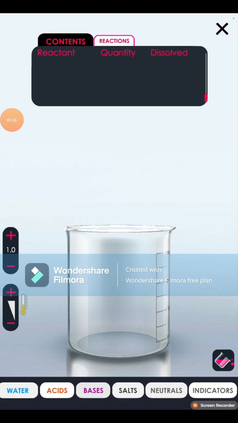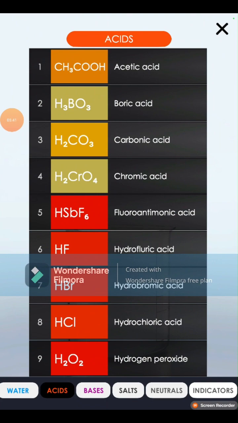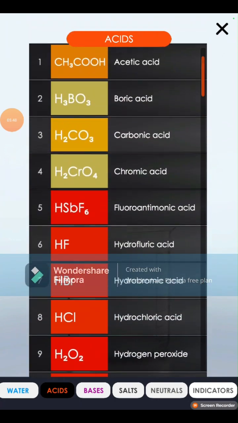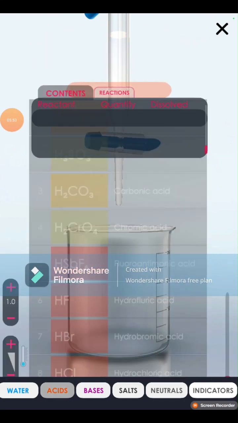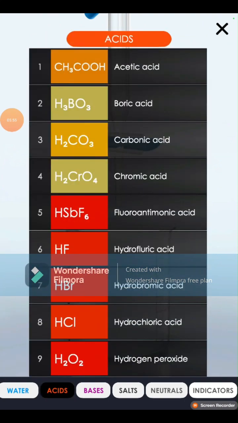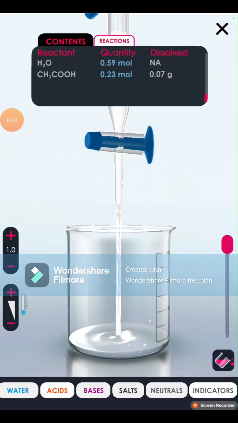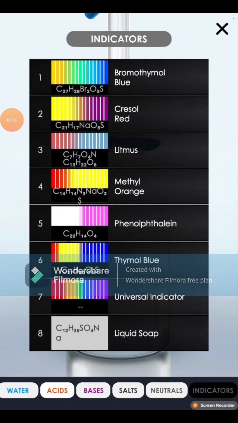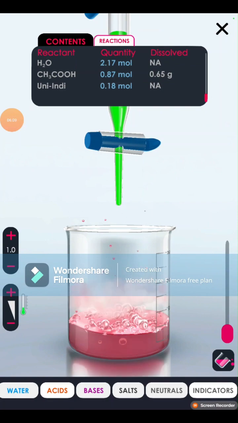Now let's neutralize a substance. Let's neutralize citric acid. Citric acid is not there over here, so let's use acetic acid. Or, okay, let's use citric acid. Put it over here. Okay. After adding this, let me put the indicator over here. As you can see, it's a strong acid.